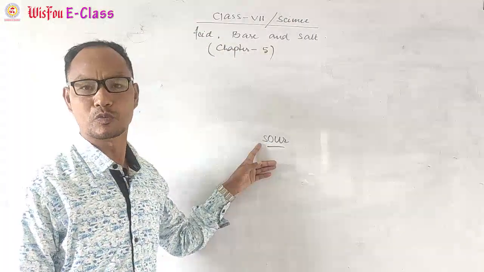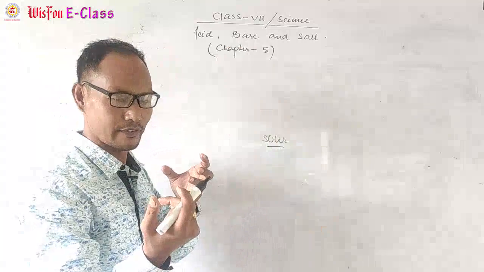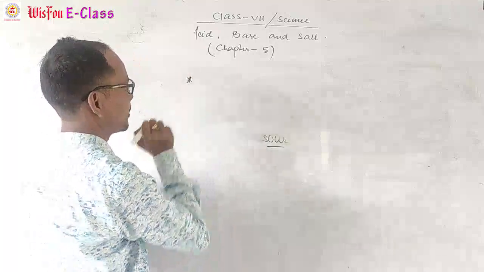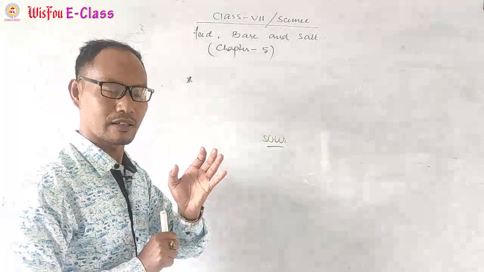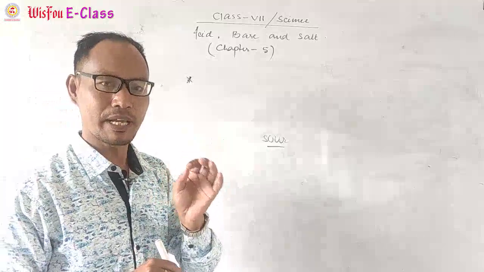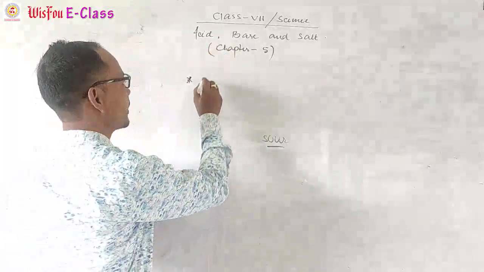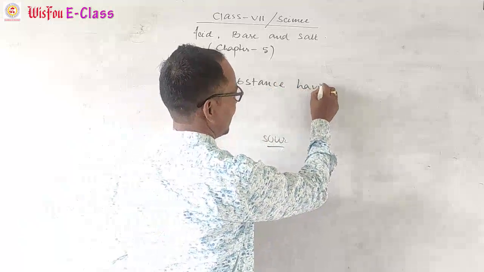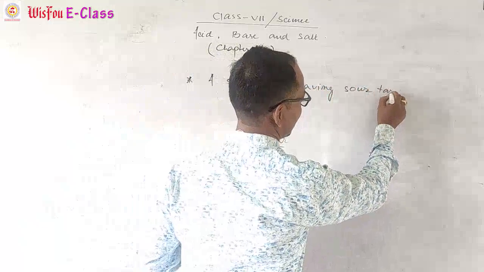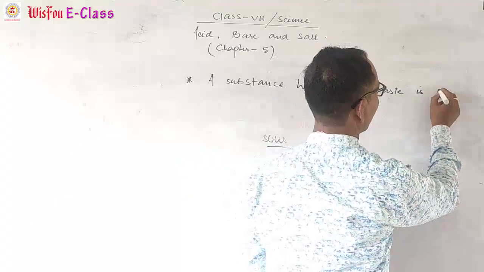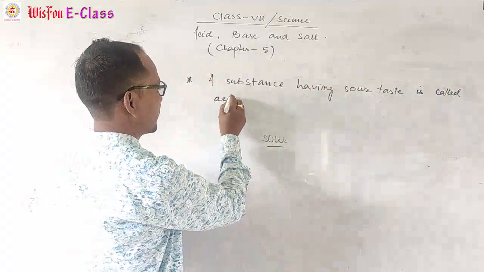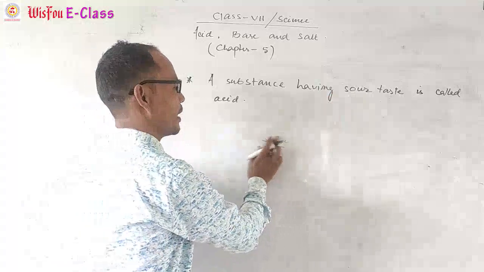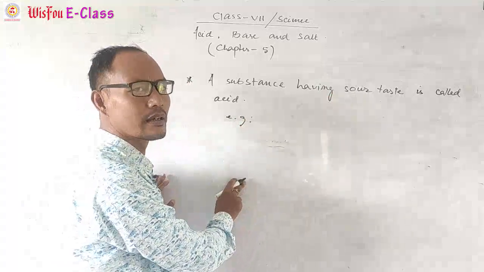Acid may be classified into two. So, at first, I am to write the definition of acid. It is standard 7, so I am to write the definition of acid in standard 7, not higher class. A substance having sour taste is called acid. The term sour, acid. And one example is lemon.